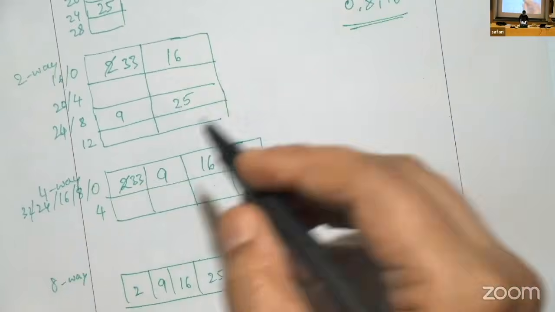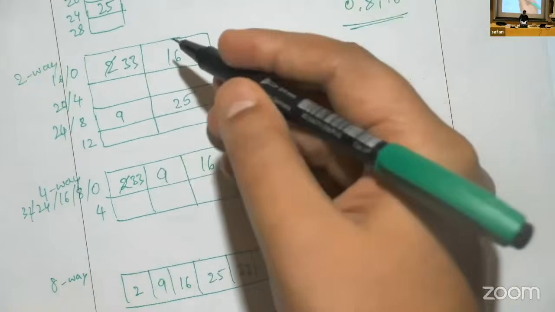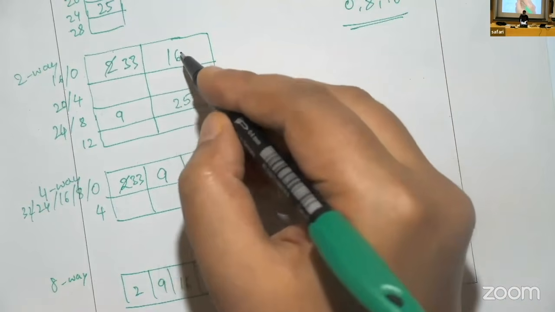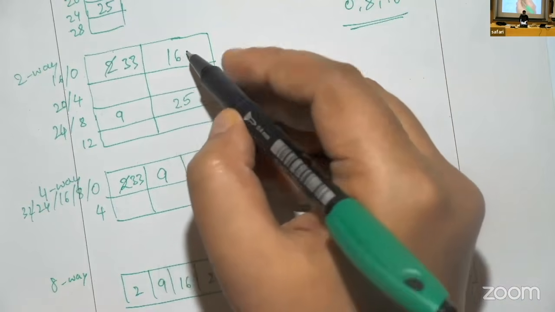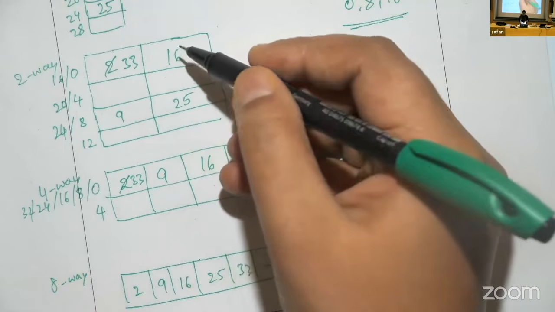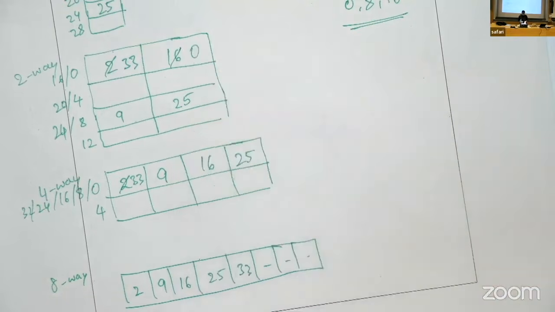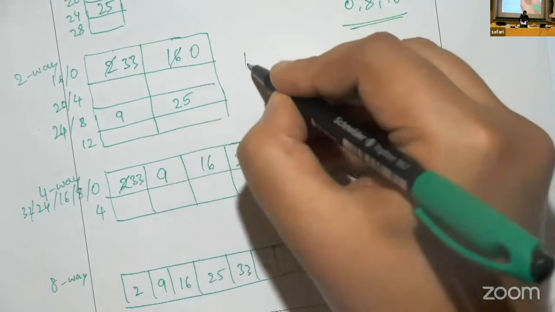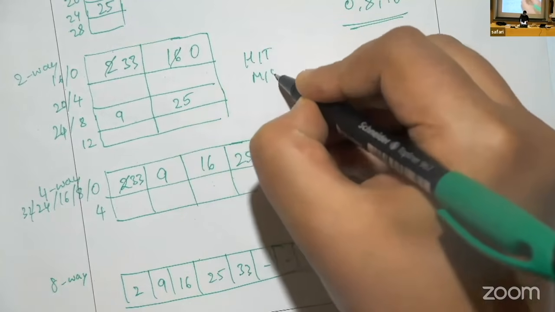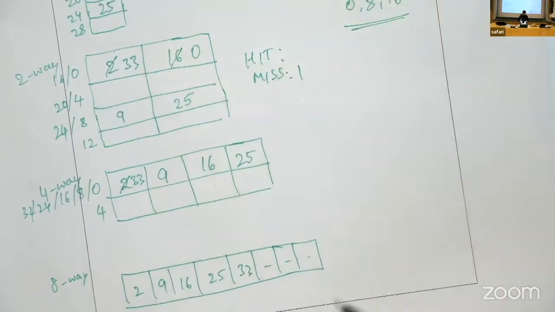so let's access 0 again. So when you access 0, you replace one of the blocks here. So we had 16 before, so that was the earliest access that came. So we'll replace that with 0, and then which means that hit or miss. So you'll have 1 miss because the address was not there.